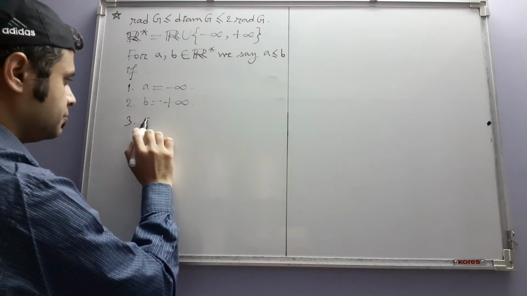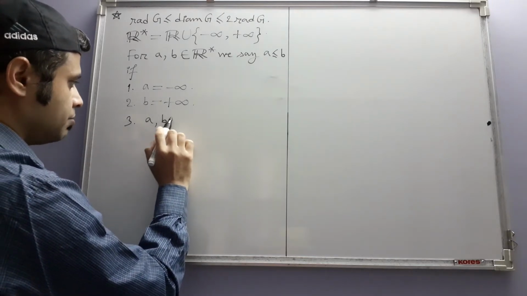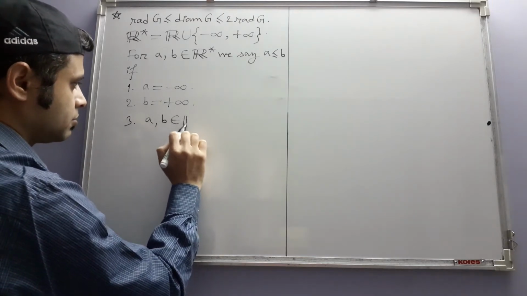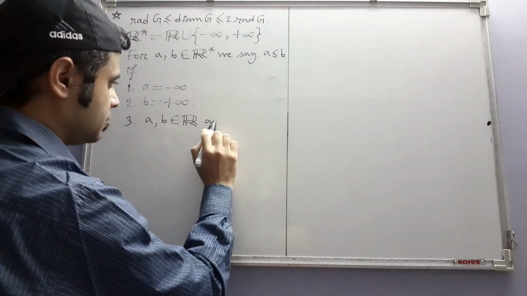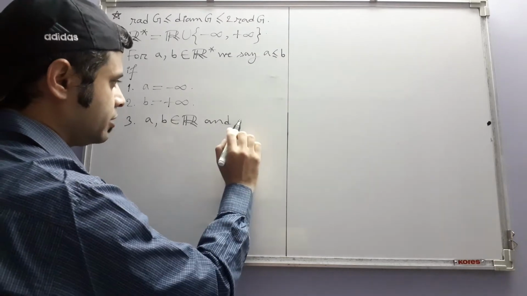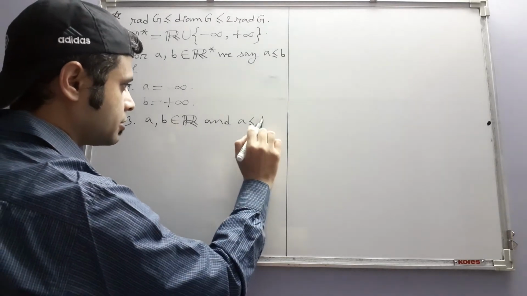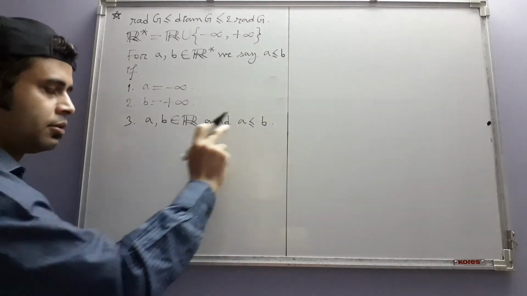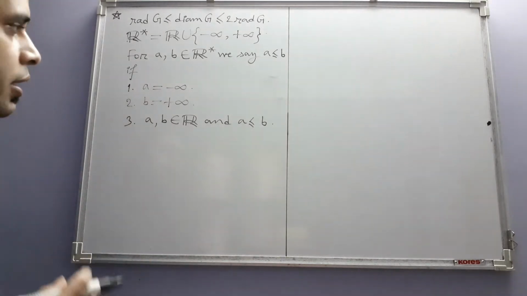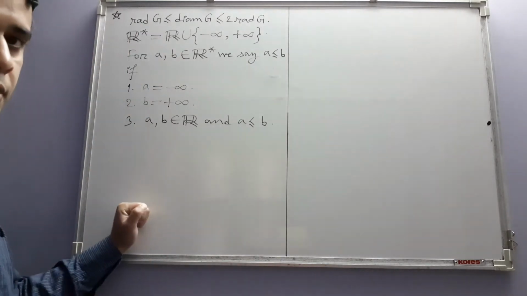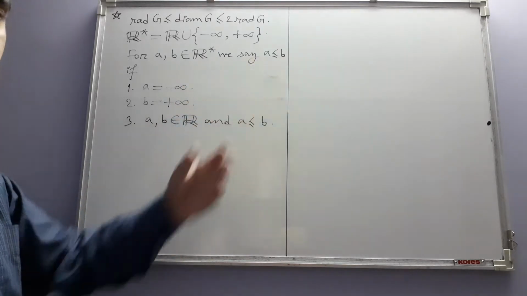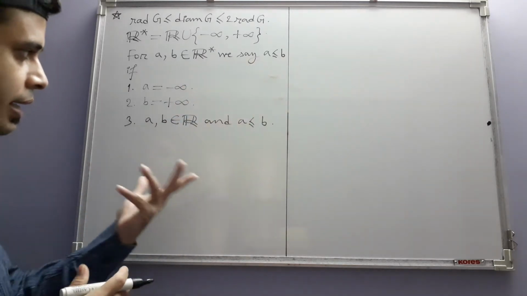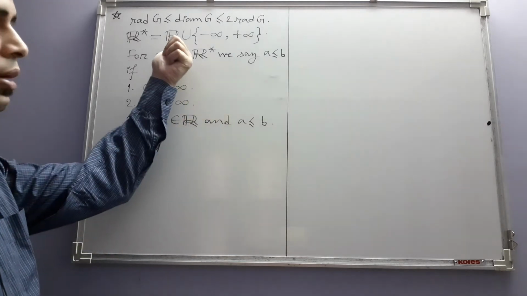Number 3, A and B are both ordinary real numbers, and as ordinary real numbers A is less than or equal to B, where this is the ordinary order relation we have on R. Okay, so with this definition we have a new order relation which is a natural extension of the order relation on R.